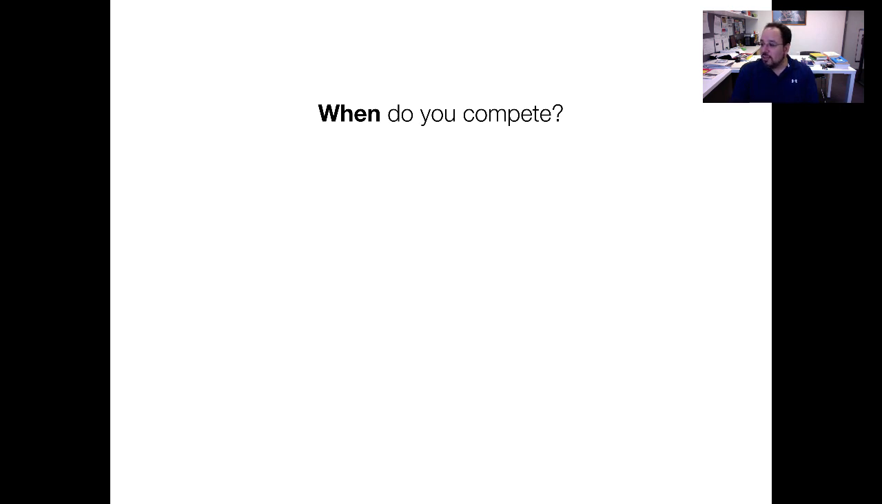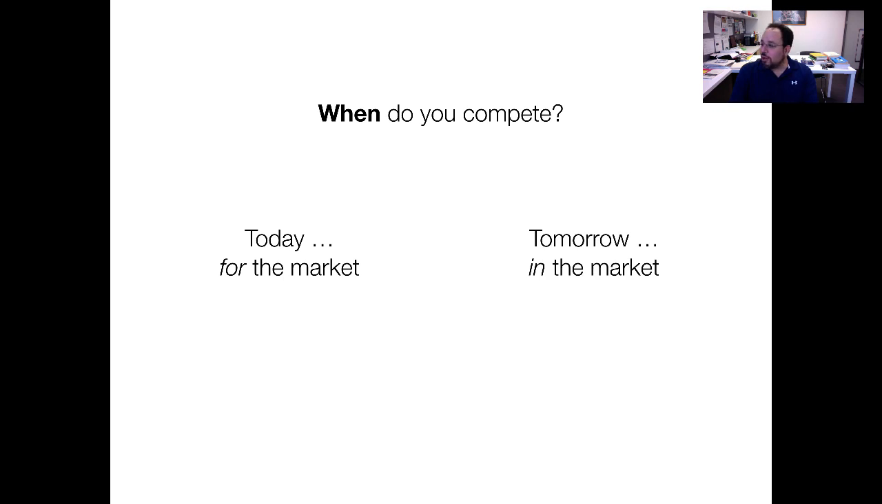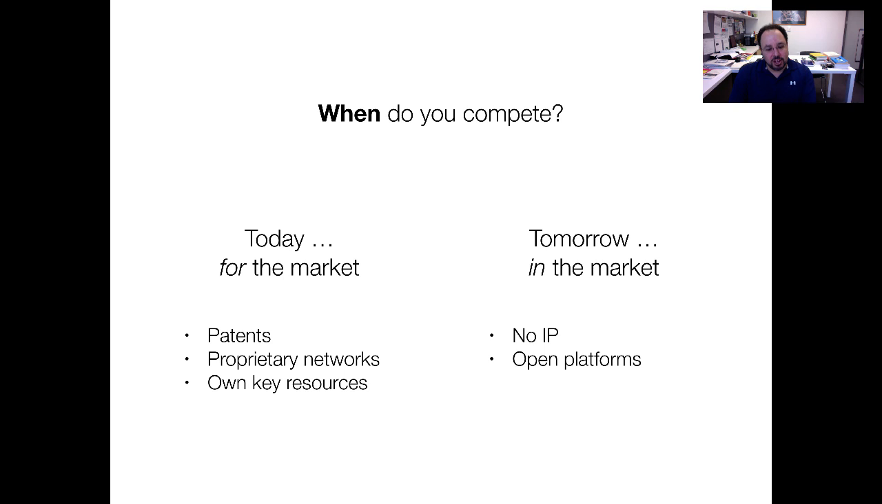So we have this choice essentially of who do you compete with, and I phrase sometimes the execution and control as the idea of when do you compete. Do you compete today for the market or tomorrow in the market? So control is very much competing now to capture the market in the future through patents, proprietary networks, and owning key resources. Execution is realizing you're going to still have to be competing tomorrow. You're not going to have any IP, you're going to have open platforms generally and develop capabilities. Okay? So those are the differences between control and execution.